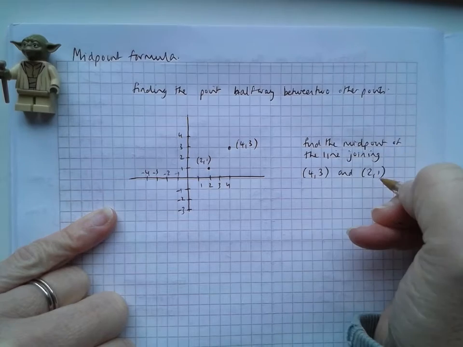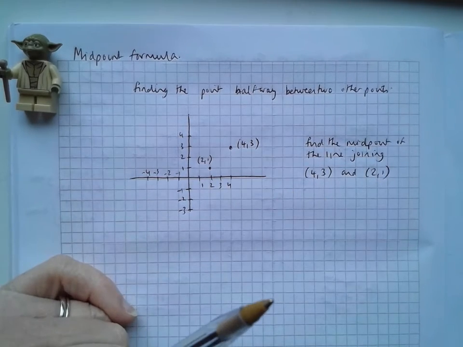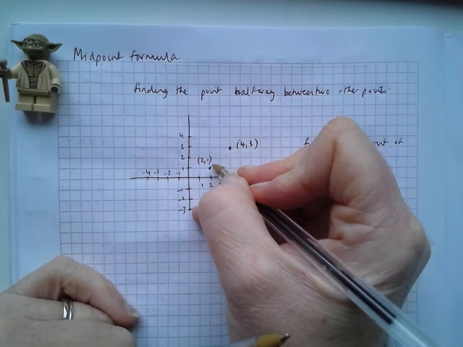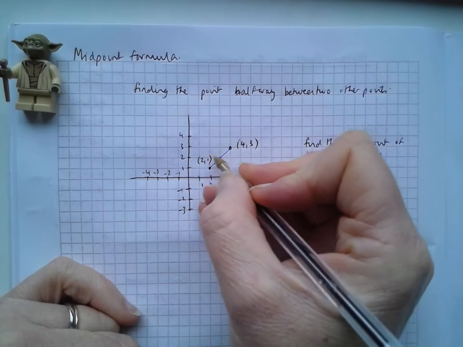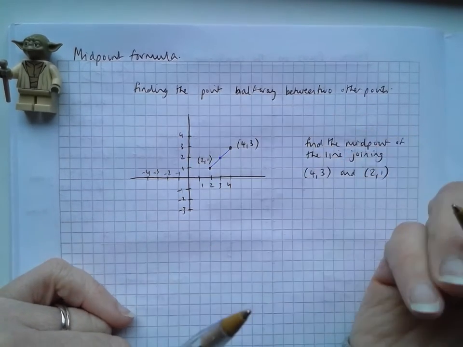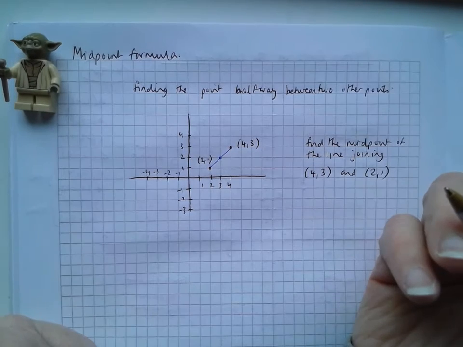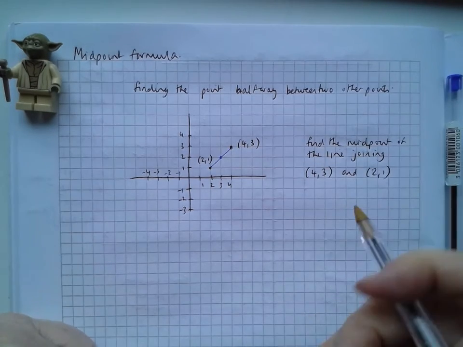Now, if I was to join those, I would join them like this. You can see that I expect the midpoint to be 3, 2. Because look, that's halfway between 2, 1 and 4, 3. But let's just check and see. We have a formula for it.